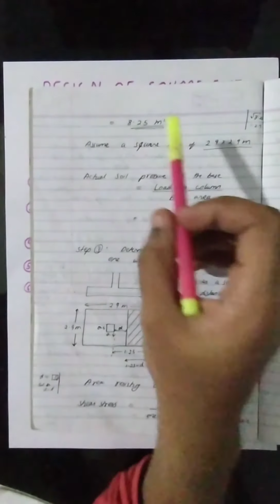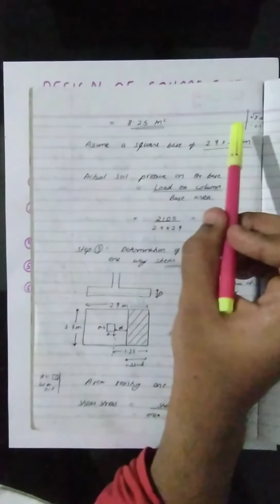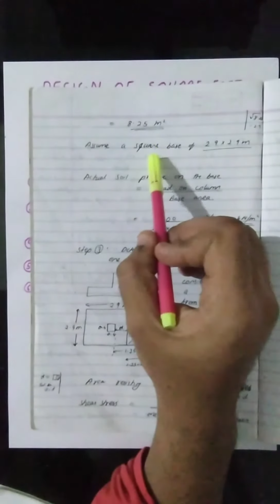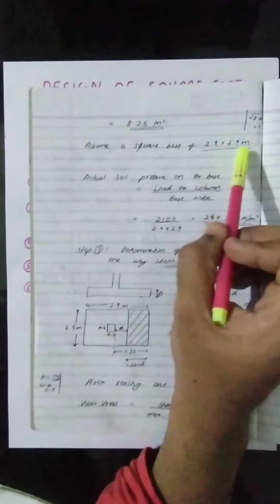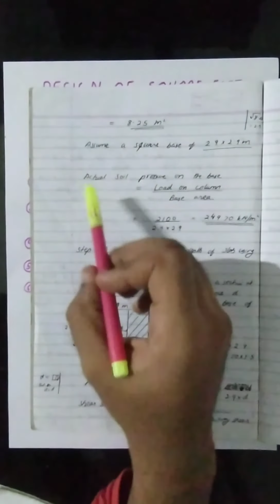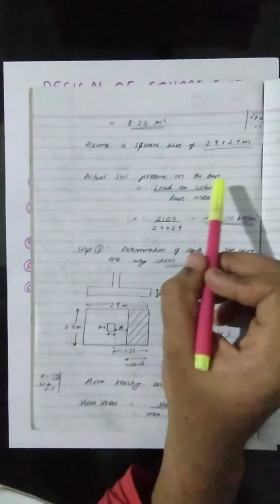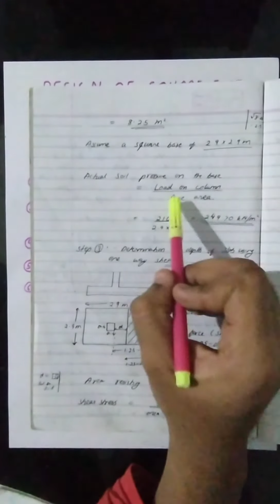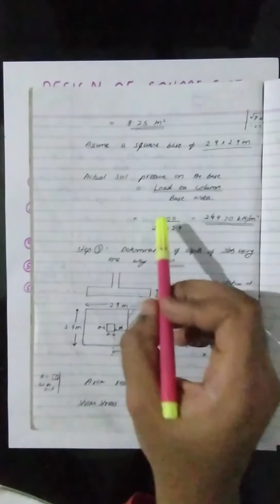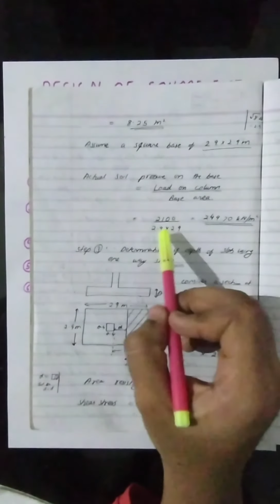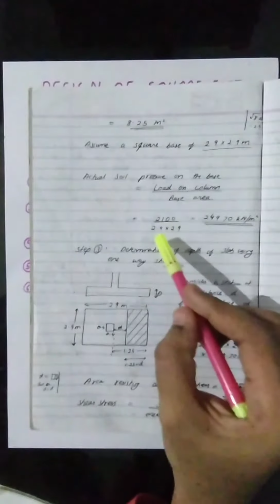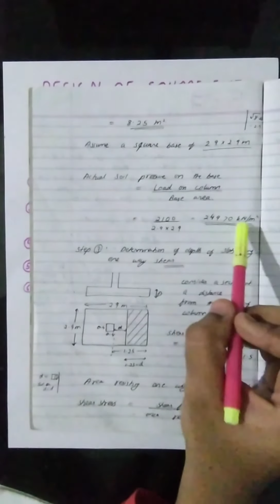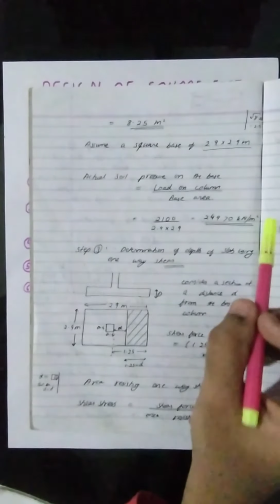So we have to take its root. We will get 2.9, assuming a square base. We are assuming a square base of 2.9 into 2.9 meters. Actual soil pressure on the base is equal to load on column divided by base area. Load on column is 2100 divided by base area, that is 2.9 into 2.9. We will get 249.70 kilonewton per meter square.